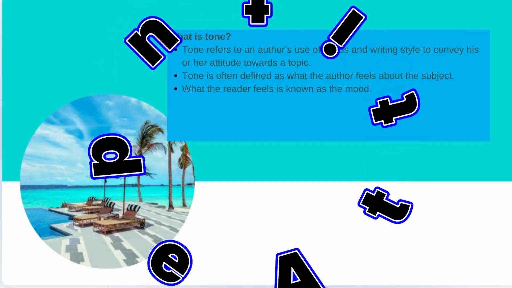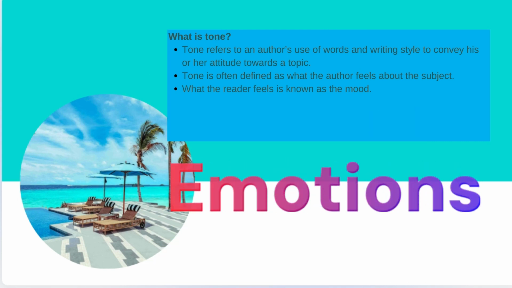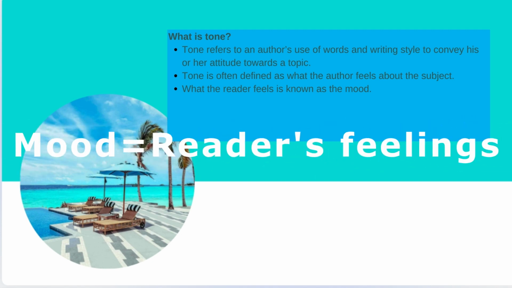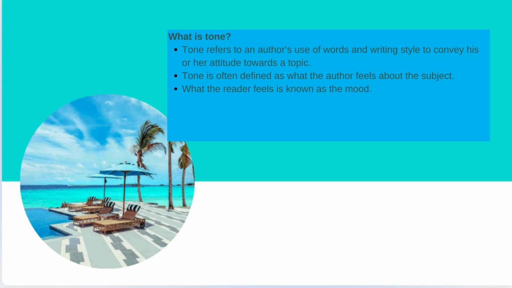So, tone is actually the author's attitude towards the subject they're writing about. It's the way they feel about what they're writing. If the author feels hopeful, that is their tone. Now, if you, as the reader, feel sad or inspired or motivated from what you've read, that's called the mood. So they are related because the tone of the writer affects our mood as the reader, but they are not the same thing.